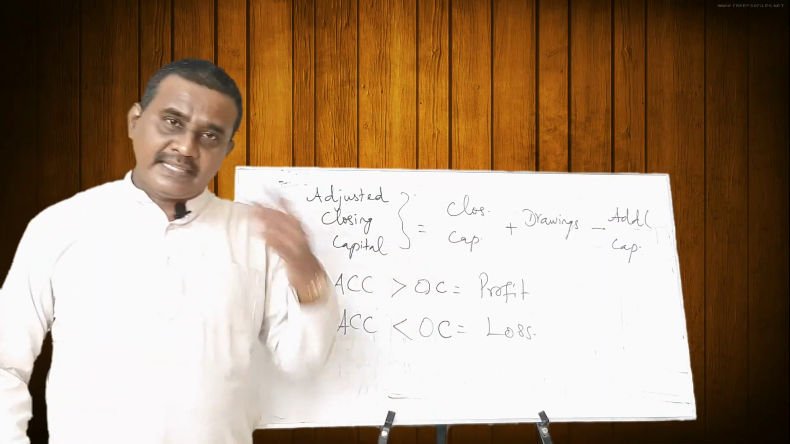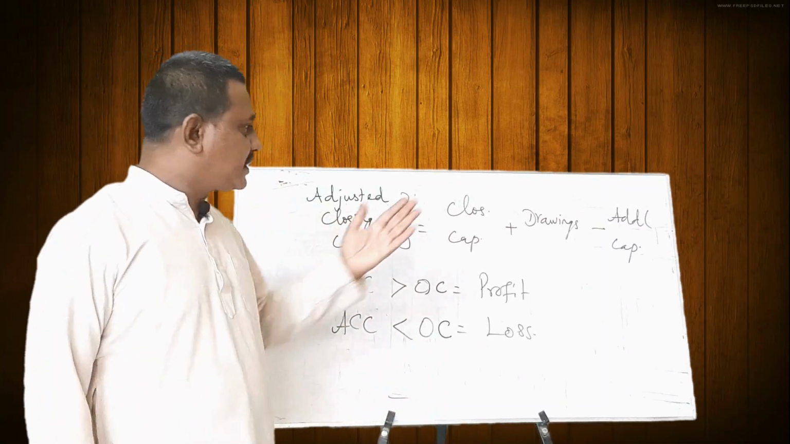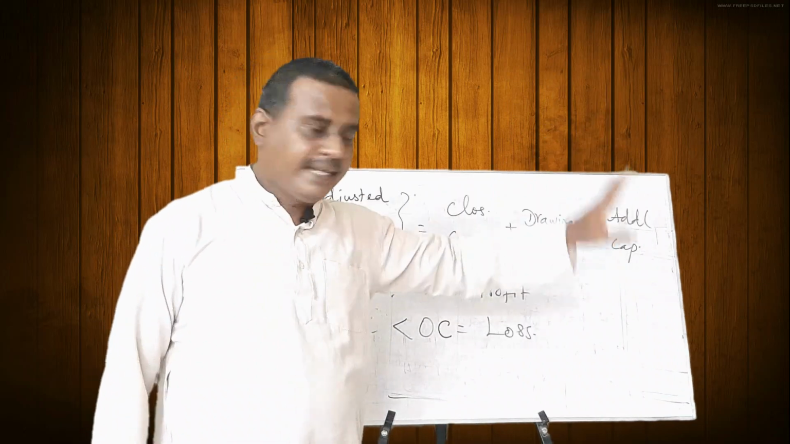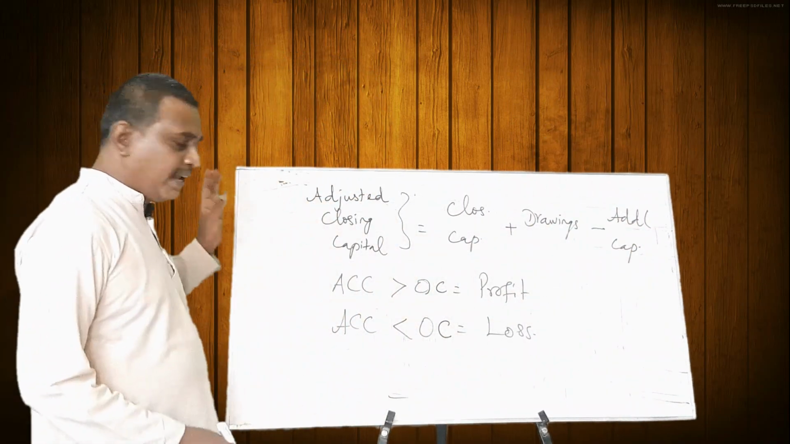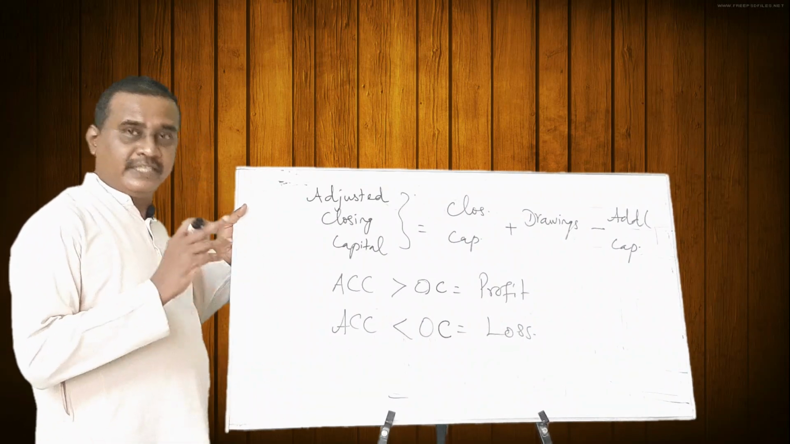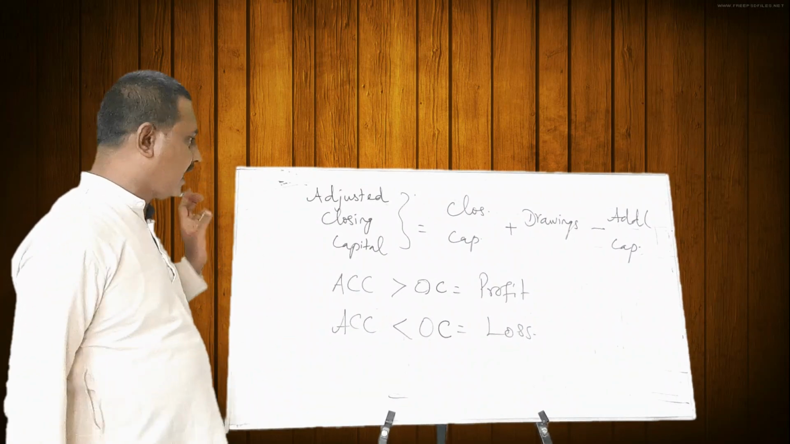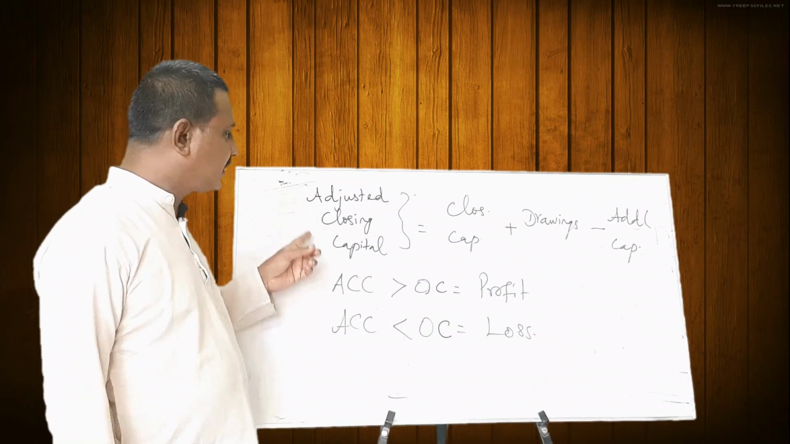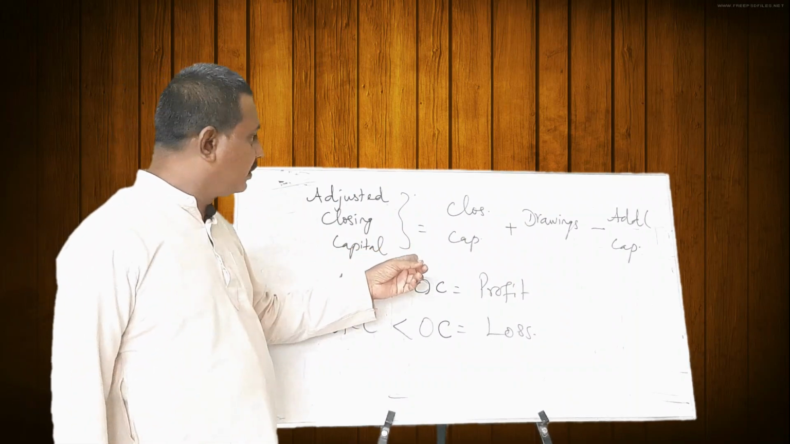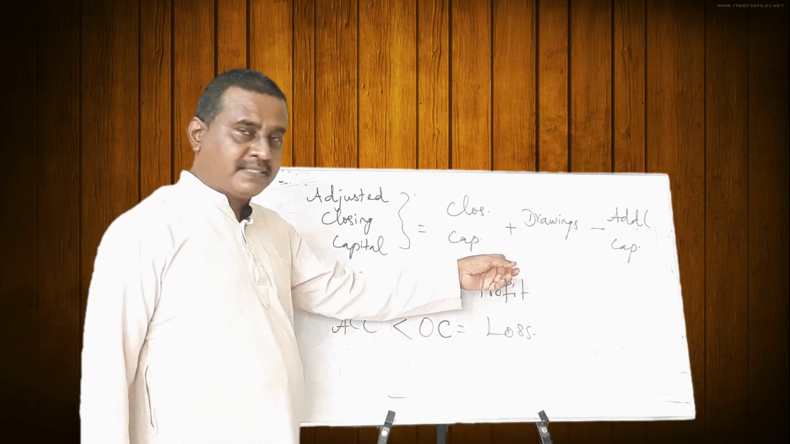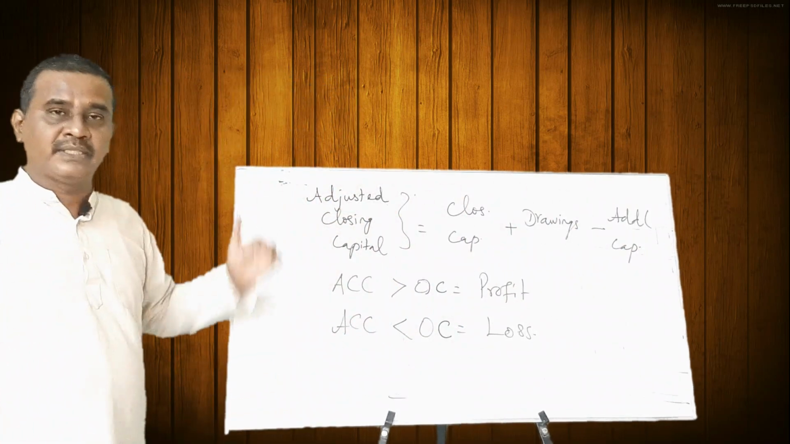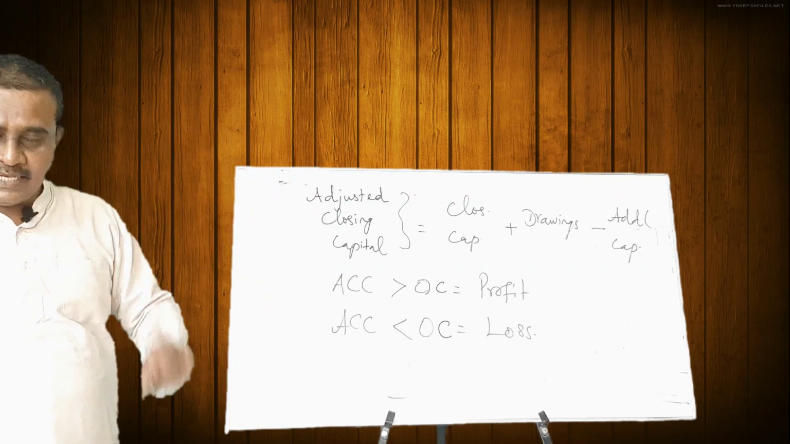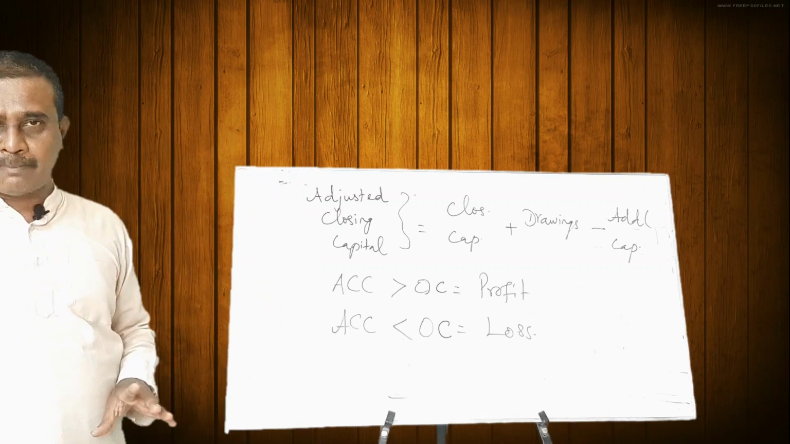They follow another method when there is drawings and additional capital. What do they do? They take a formula and use the formula to find out the profit or loss. That is, adjusted closing capital is equal to closing capital plus drawings minus additional capital. They use this formula when there is drawings and additional capital.